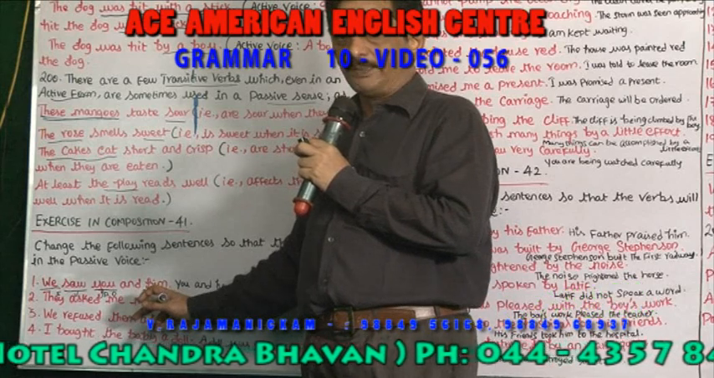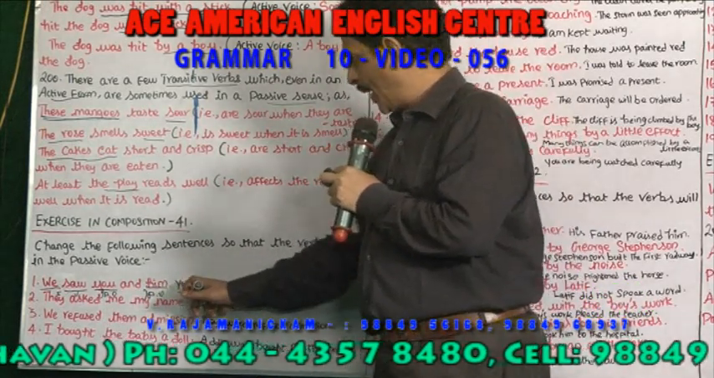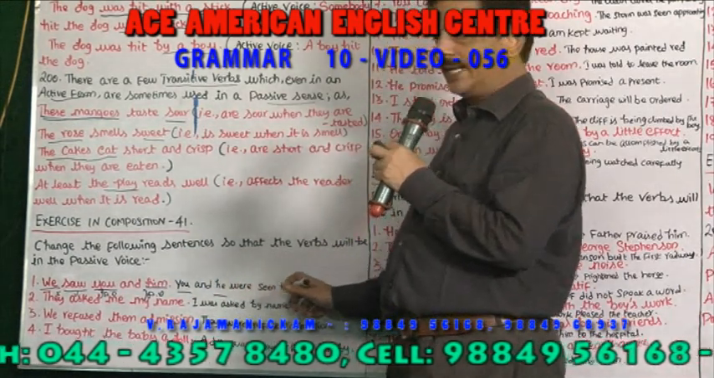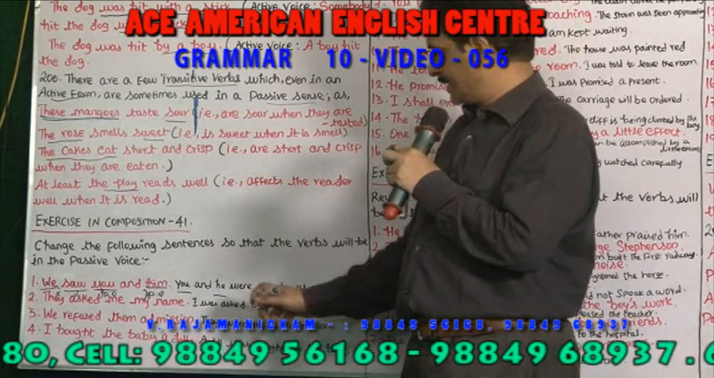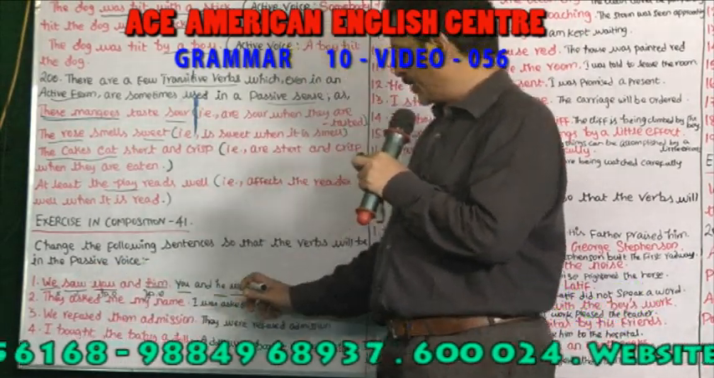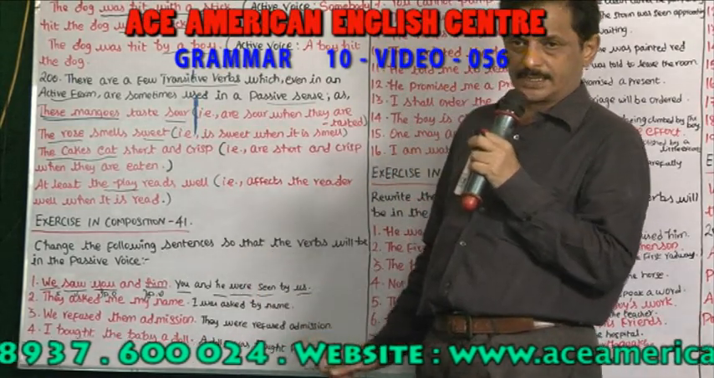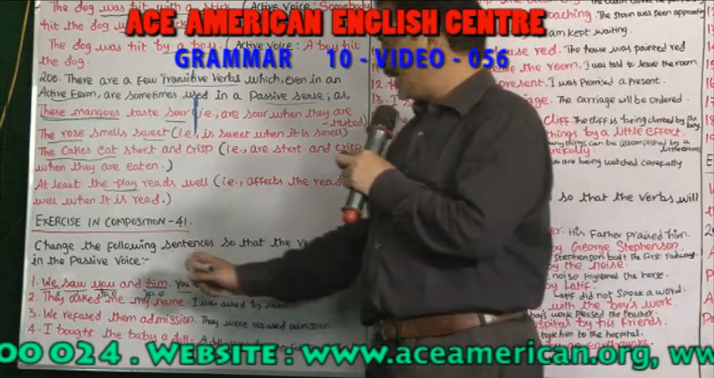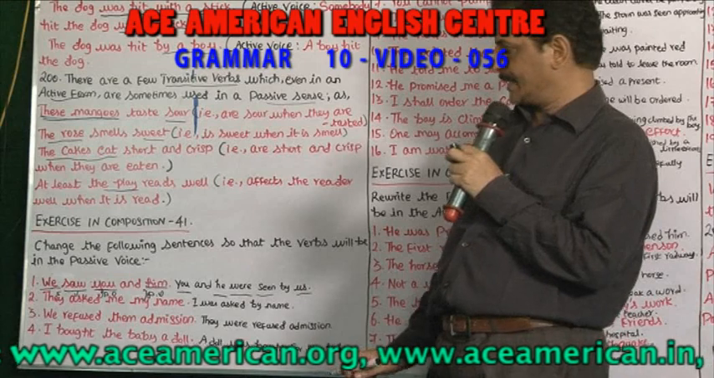How do you change into passive? We saw you and him. So, you and he were seen by us. Since it is in the past tense, saw, you are using were seen by us. We changes into by us. Right? So we saw you and him. You and he were seen by us.